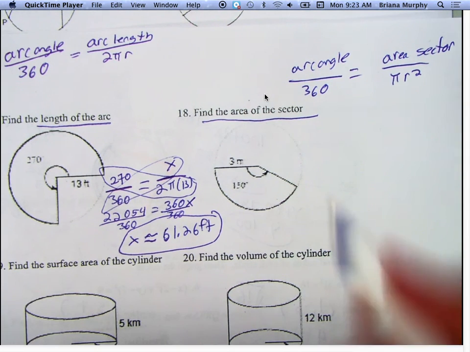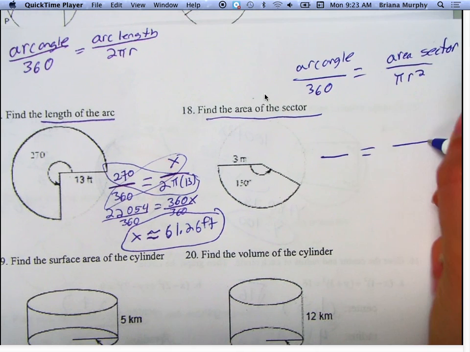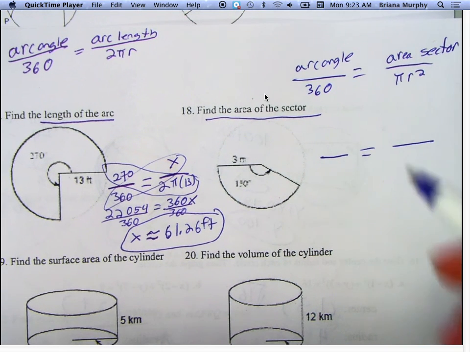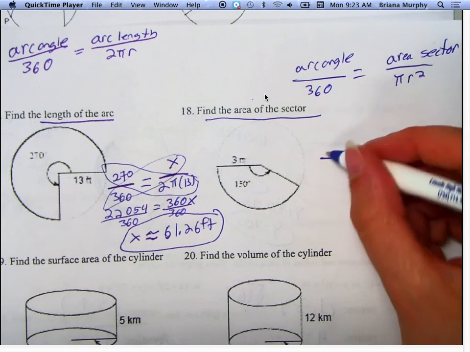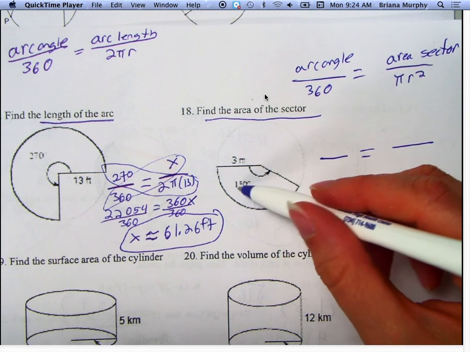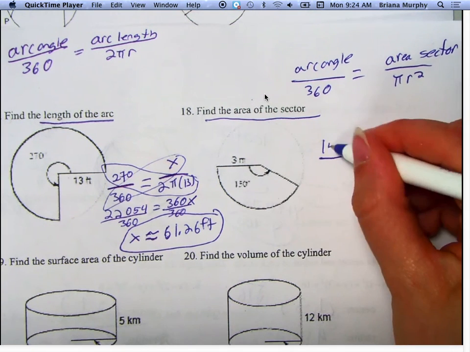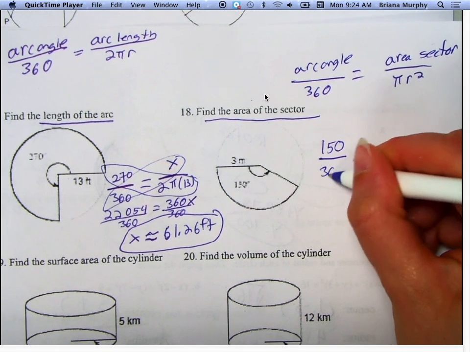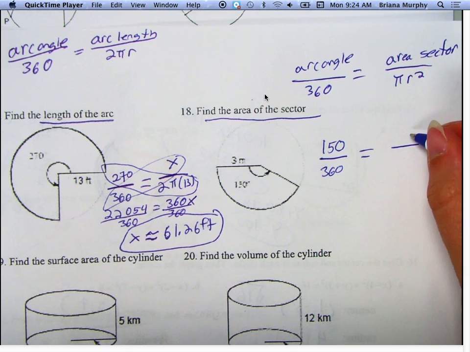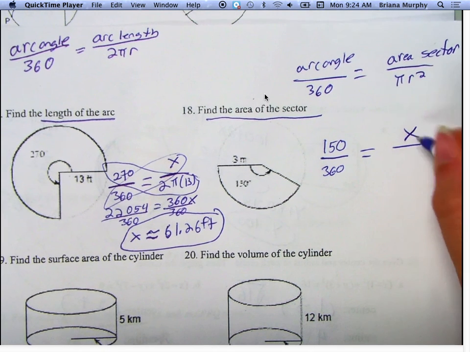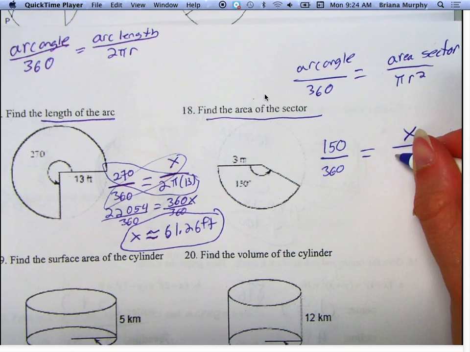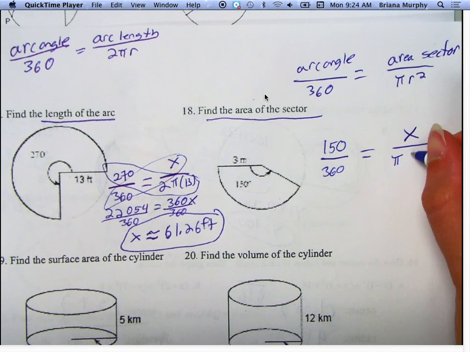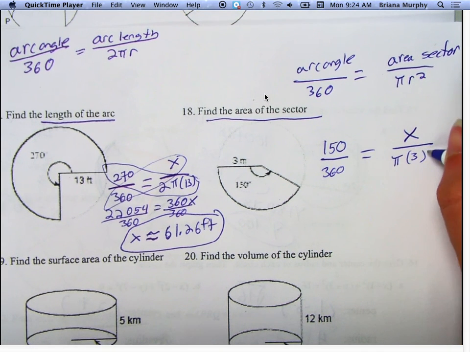So let's put this in. What is my angle that I'm going to put on the top left over here? What angle is this? 150 over 360 equals, what goes on top? 3 meters. X. And on the bottom it is pi, what? 3 squared.